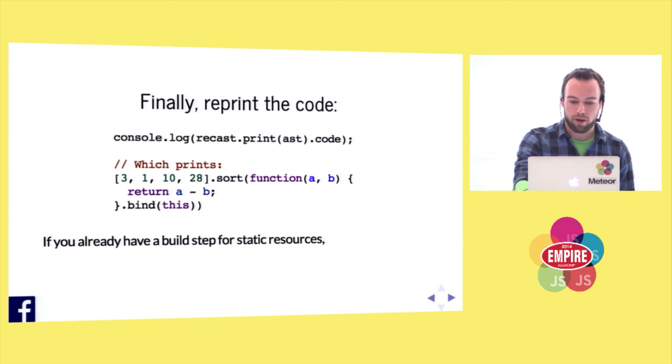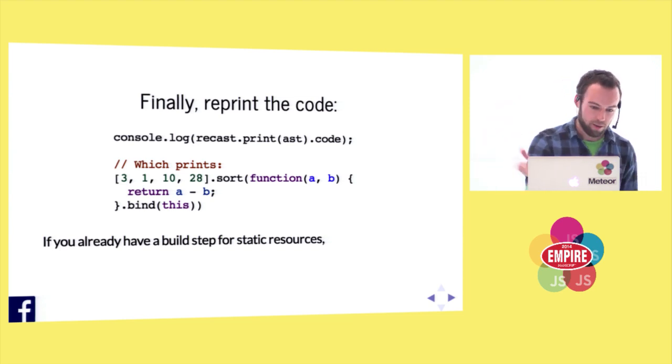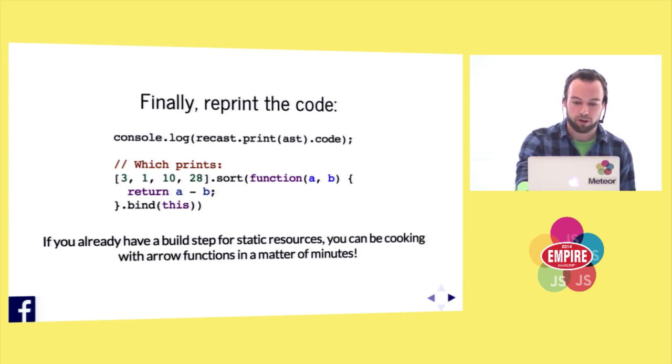Cool. So if you already have a build step for your static resources, if you're running Browserify, or have any opportunity to just put in an additional transform over your JavaScript, you can be cooking with arrow functions in a matter of minutes using Recast.